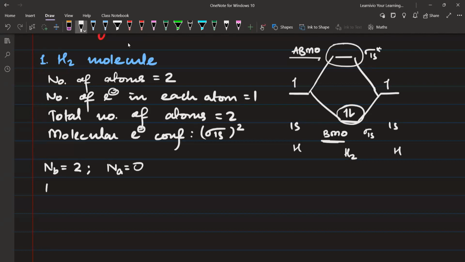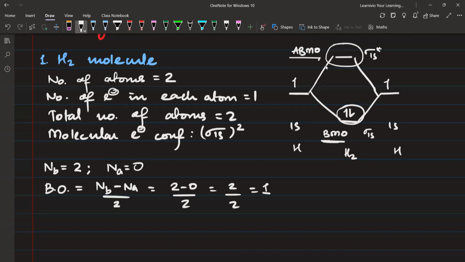Tell me the formula of bond order. Bond order is equal to NB. Look and tell me, don't write. NB minus Na by 2. Thank you very much. This will be equal to 2 minus 0 upon 2, which is 2 upon 2, equal to 1. That means the bond order of hydrogen H2 molecule is equal to 1. That means one bond exists between the two hydrogen atoms.